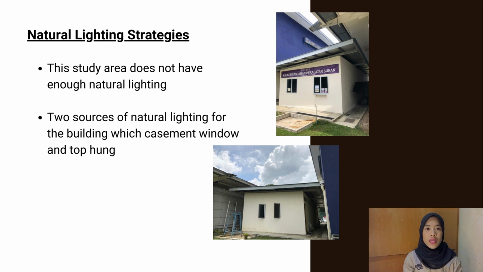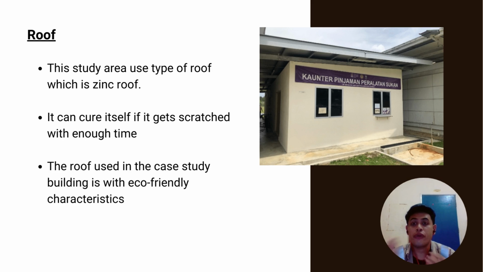Next is the natural lighting. This study area does not have enough natural lighting due to several factors. There are a lot of obstacles in the area of the case study. This building is between the complex sukan and the toilet, so it does not get enough natural lighting during the day. The only sources of lighting for the building are the casement window and top hung. Both the casement window and top hung at the men's prayer room and equipment store were tinted, which reduced more natural lighting into the building. I will explain about the roof that has been used in this case study building.